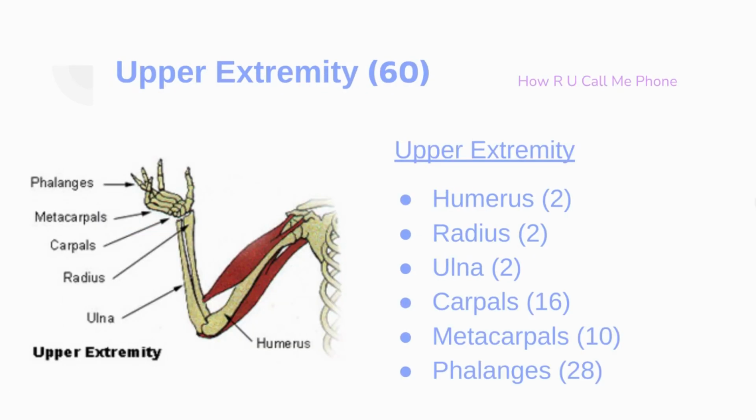The upper extremity. There are 60 bones in your upper extremity. You've got the humerus, ulna, radius, carpals, metacarpals, and phalanges. Imagine you getting scam called by an Indian individual that wants your Amazon gift cards. Well, they may come up to you and say, "How are you? Call me phone." That's the exact way I learned this. So, how can be used for humerus, R can be used for radius, U can be used for ulna, C can be used for carpals or call, me can be used for metacarpals, and phone can be used for phalanges.